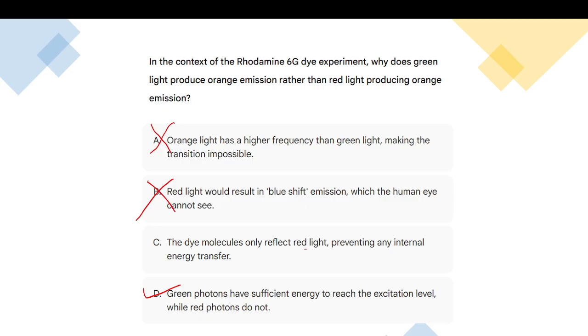The dye molecule only reflects light. Reflection happens when the medium has a reflective coating. This is mostly transparent for this particular dye. So that's why this is not preventing an internal energy transfer. So the correct answer is option D.